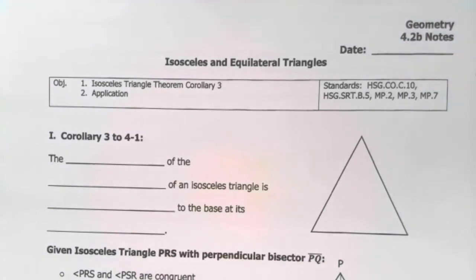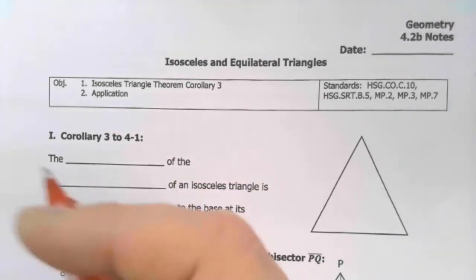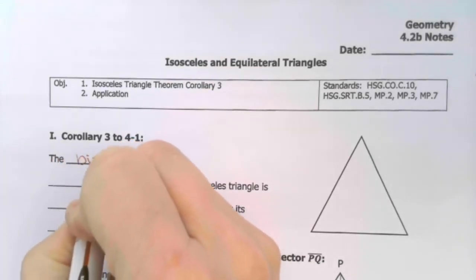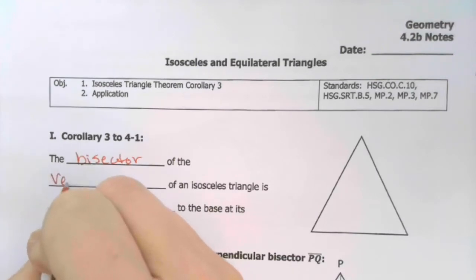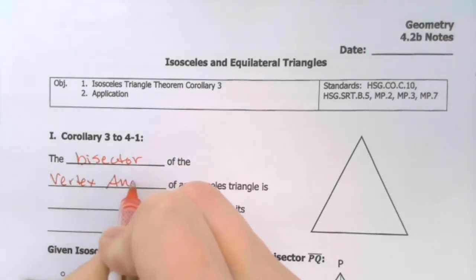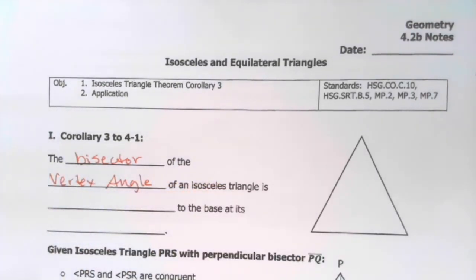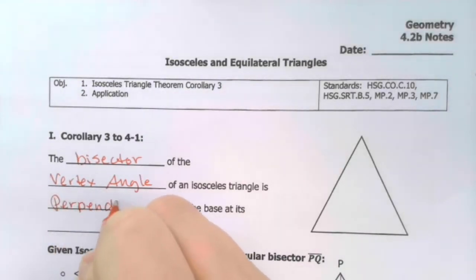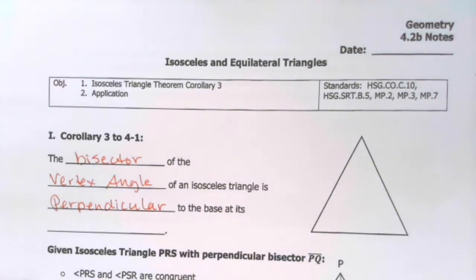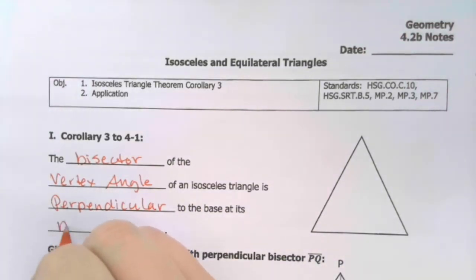Okay, first off, corollary 3 to the isosceles triangle theorem says that the bisector of the vertex angle of an isosceles triangle is perpendicular to the base at its midpoint.